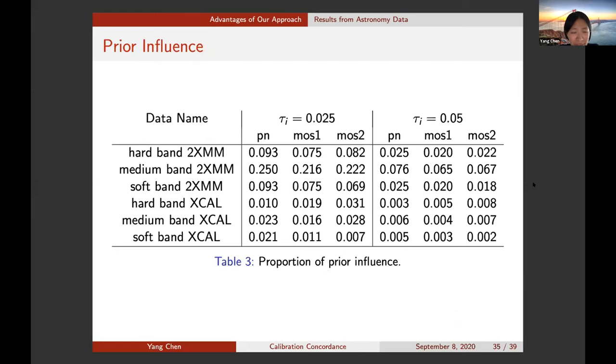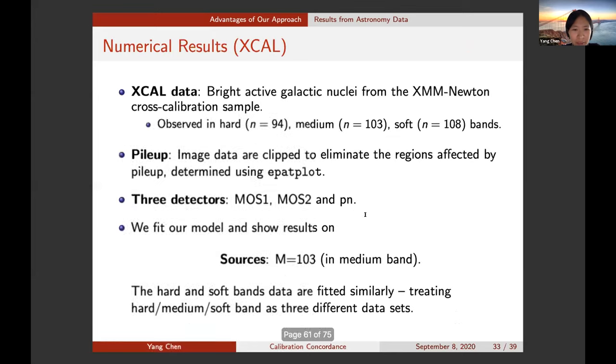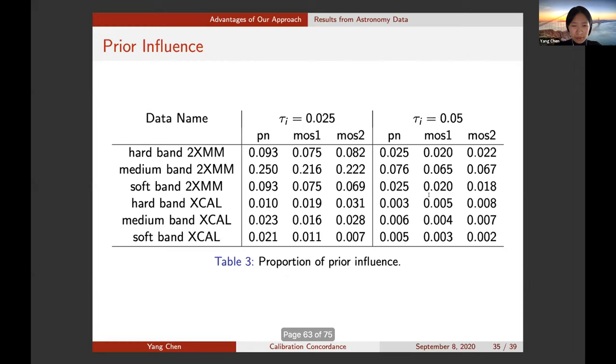And again, we assess the prior influence, and in this case, regardless of the choice of the tau value, the prior influence is really small. Again, because here we have more than 100 sources for each of the instruments, and we only have 3 different instruments, this gives a much smaller prior influence. In this case, it shows that the larger the data set, the more information you have, and the less the prior impacts the results.